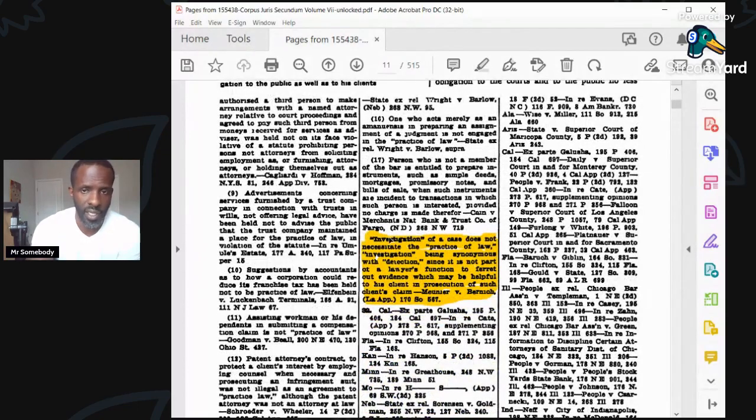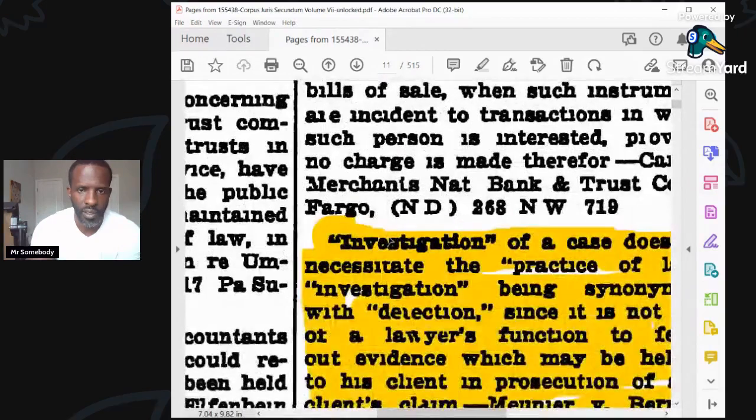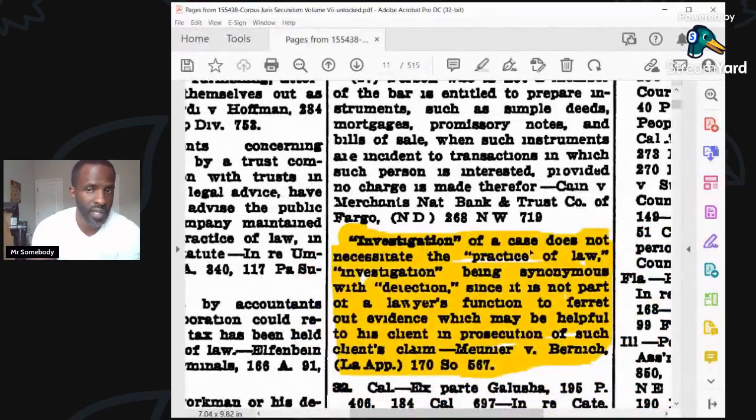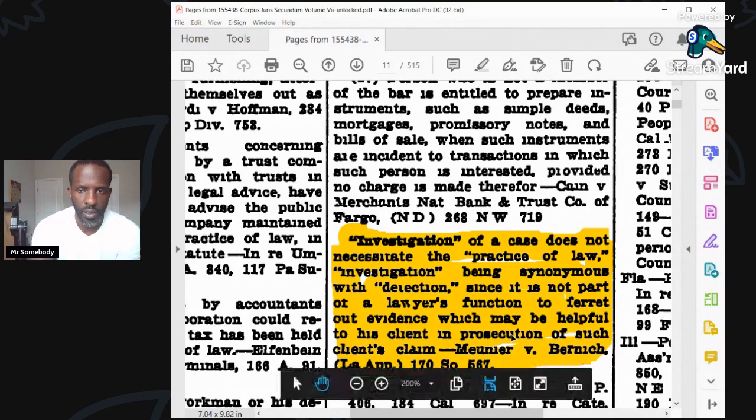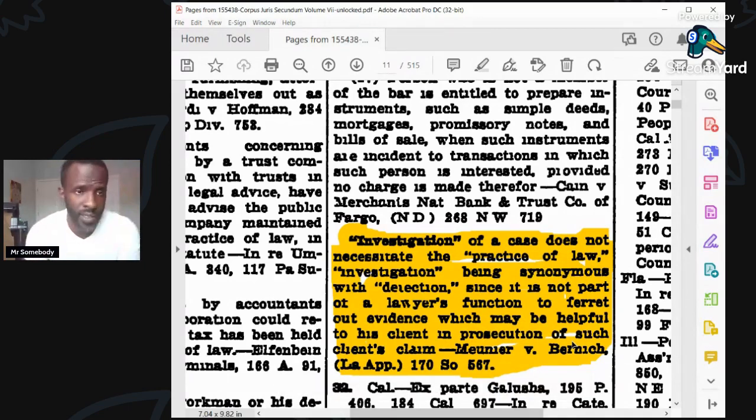And as you can see here, investigation of a case does not necessitate the practice of law. Investigation being synonymous with detection, since it is not part of a lawyer's function to ferret out evidence which may be helpful to his client in prosecution of such client's claim. So you can do investigations and be able to come up with information.